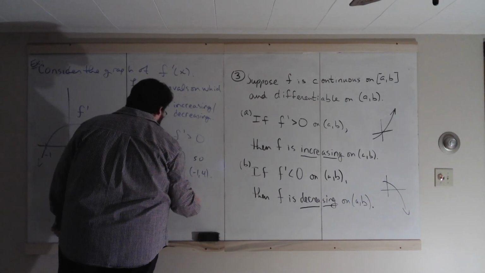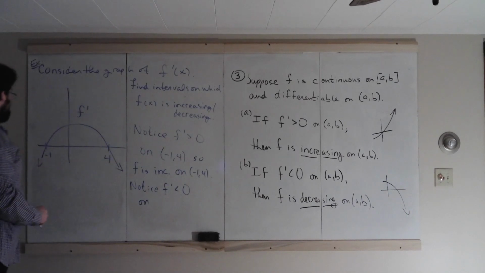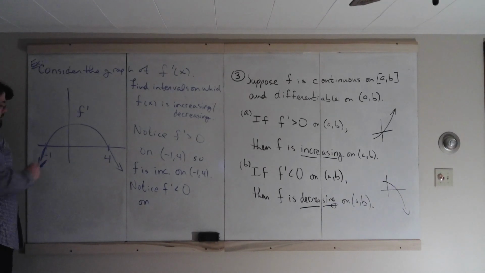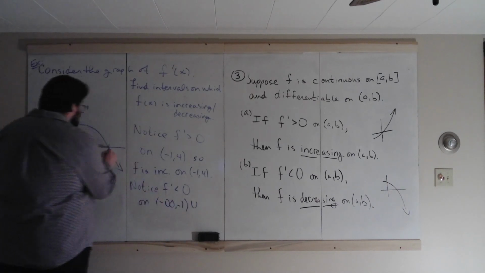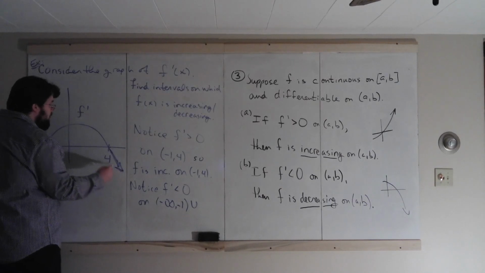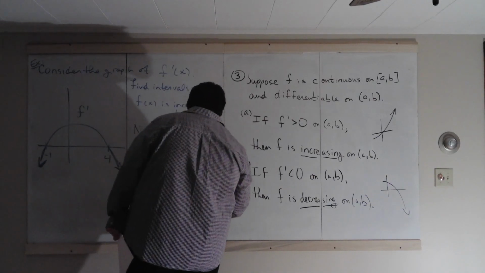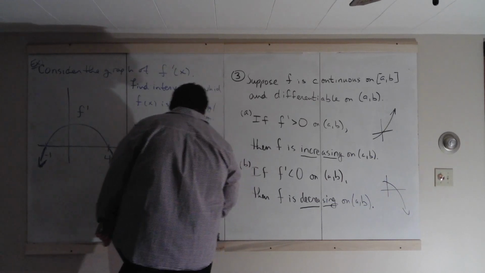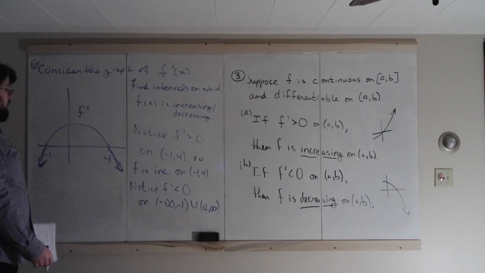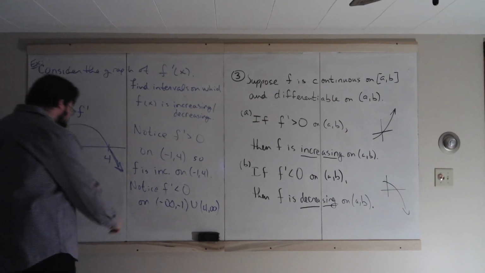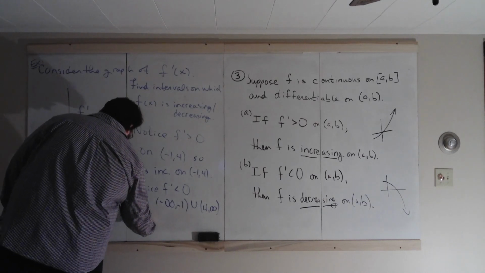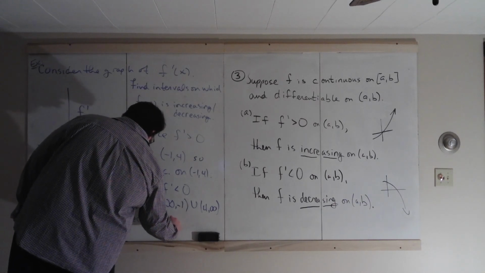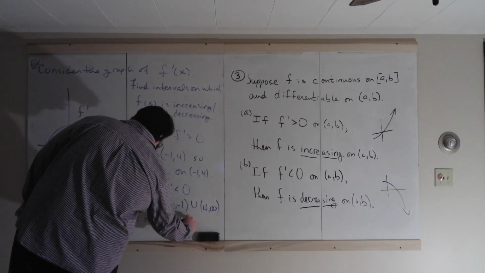And we'll also notice that f prime is negative. Where is f prime negative? Well, f prime is negative where it's below the x-axis. So over here, from negative infinity to negative 1, and also over here, from 4 to infinity. So f is decreasing on those two intervals. So I'll write that over here. So f is decreasing on negative infinity to negative 1 and 4 to infinity.